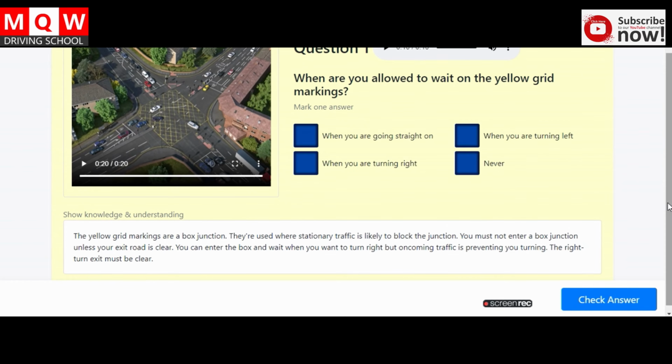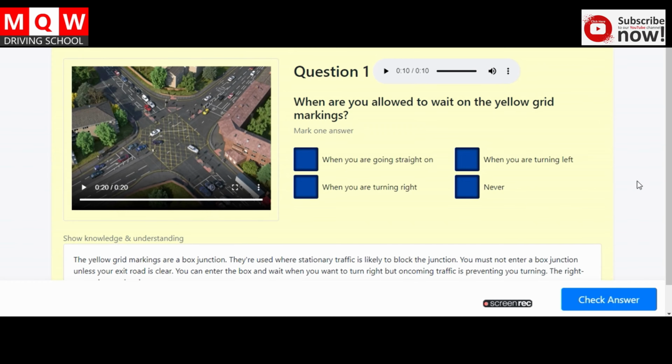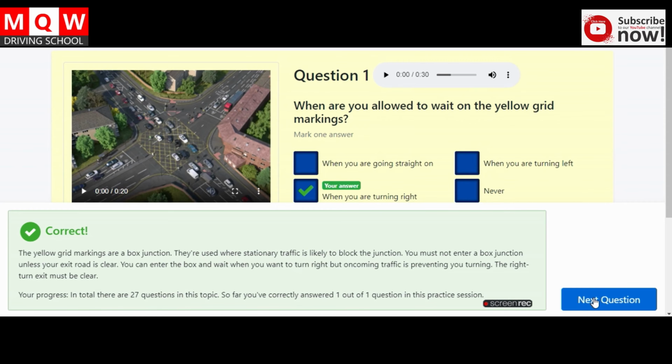Now go back to the question again. When are you allowed? If you go for the option never, that's not the right answer. If you are turning left, you are not allowed to stand there. If you are going straight, again you are not allowed to stand there. But if you're turning right, you're allowed to stand in a yellow box. So that will be your answer. Then you can check the answer and it says the same thing. Okay, so let's go to the next question.